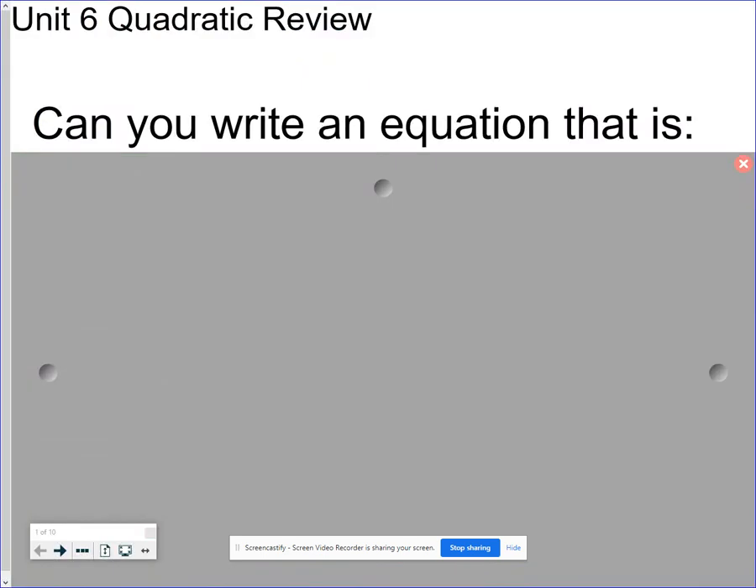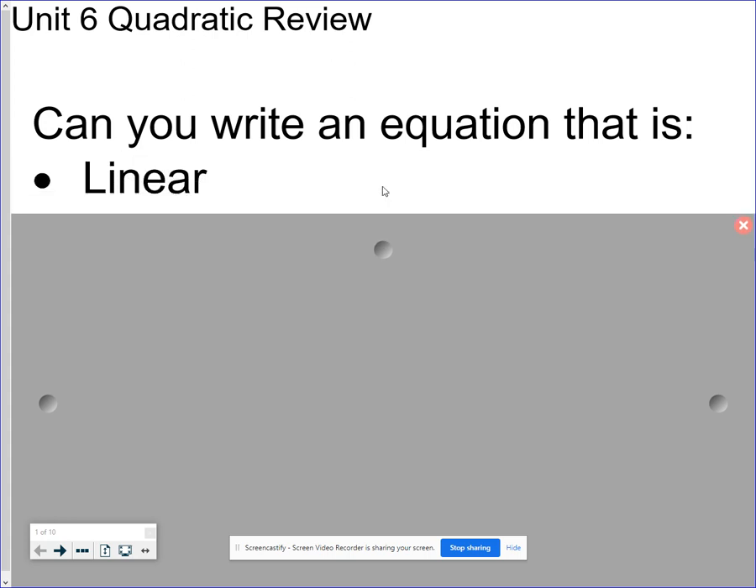Hello, algebra students. We're getting to the end of our overview of quadratics unit that we've been working with, just kind of how quadratics work and what they look like, that kind of thing. So this is just a quick review of what we've done in all of the sections that we covered in this chapter. So I'm going to ask if you can write an equation or recognize an equation that's linear.